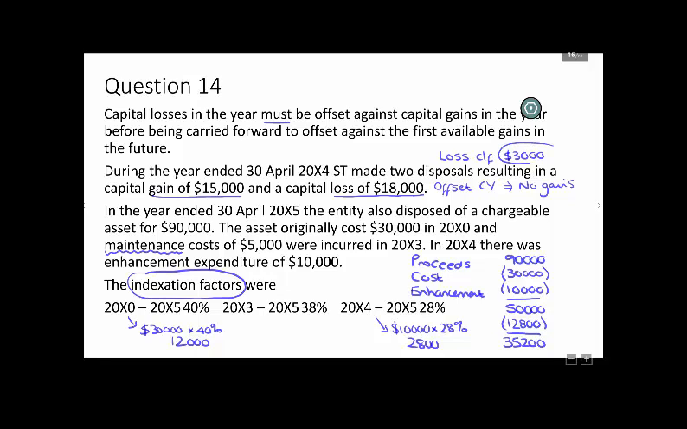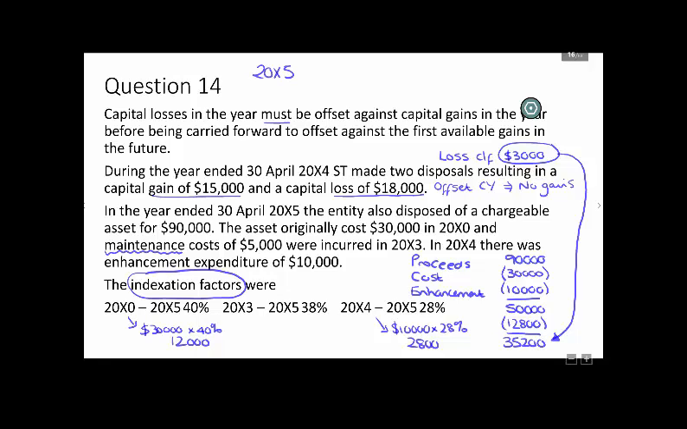But remember that the rules on our losses were that we would carry forward any unused losses, that's this loss here, and match it up with the next gain which arises. Well, this is our next gain arising. So we're left with 32,200 of chargeable gains in this 2005 year.